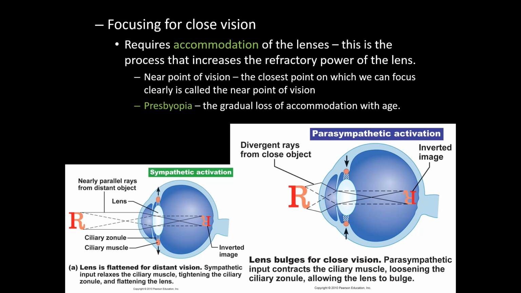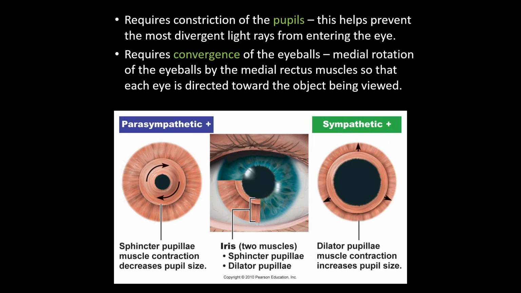One of the things that sucks about getting older is as you get older, accommodation gets more difficult because the lens gets more firm and it's harder for you to change the shape of the lens as you get older. Let's see, next up you have presbyopia. That's what I was just talking about. Definition is up there. Myopia is what you have next.